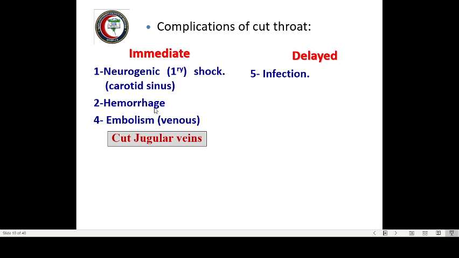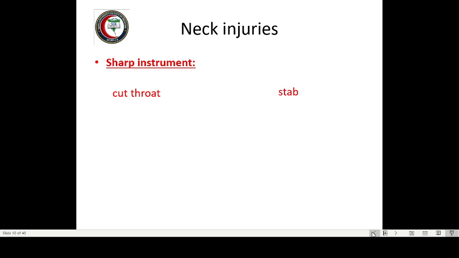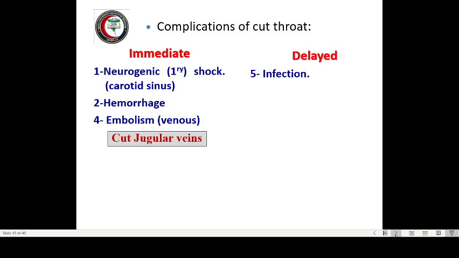Sharp trauma to the neck may be cutthroat or stab wound, and the only difference here is that in stab trauma to the neck we have a deep wound, while in cutthroat we have a superficial or much less deeper wound. Complications of cutthroat include immediate and delayed complications.